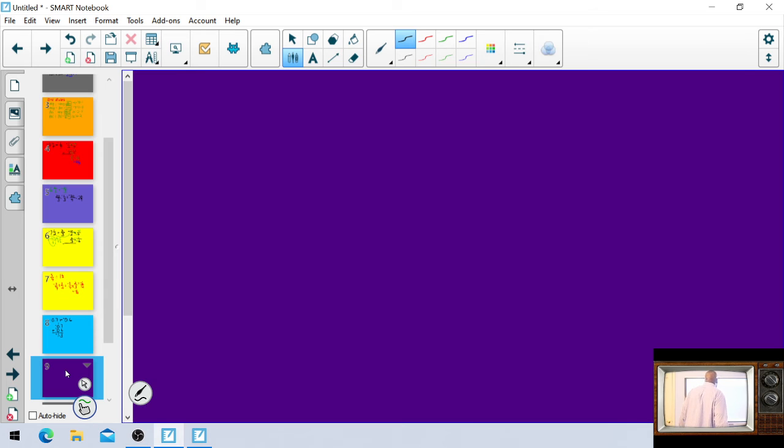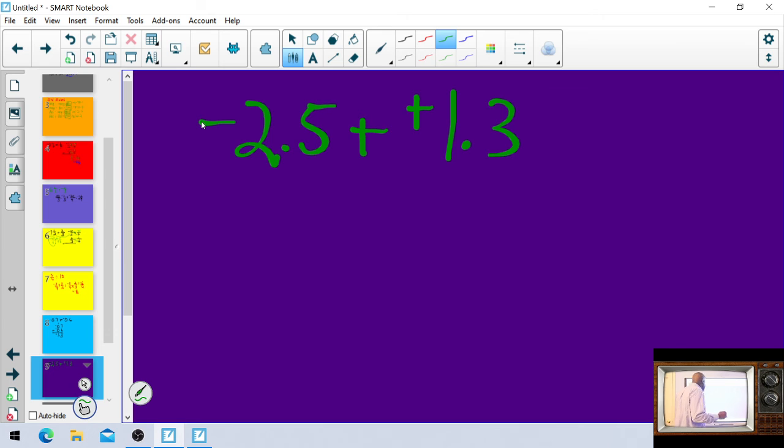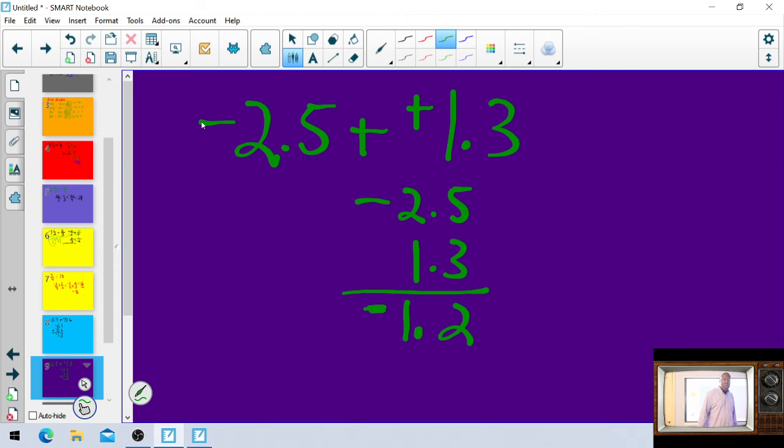Suppose you had this right here. Negative 2.5 minus negative 1.3. You know what you're supposed to do with subtraction. Keep it, flip it, change it. In this case, you're going to subtract. I will put negative 2.5 on the top. You know how to subtract. That'll be 2 right there, 1 right here. Keep the sign of the largest number, baby, which is negative. Negative 1.2. Everybody got the rules?